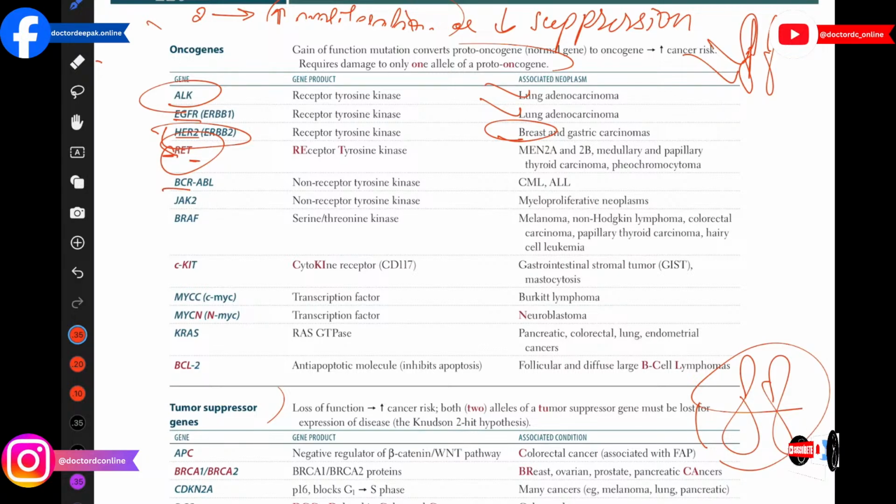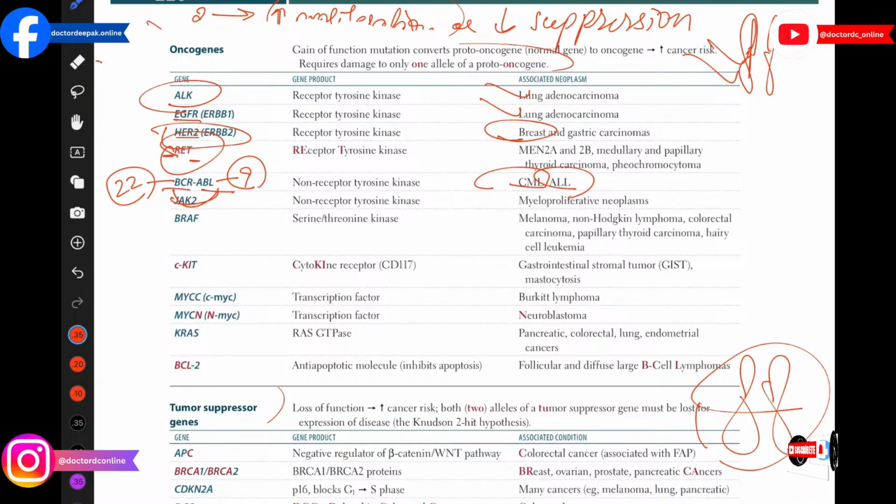And BCR-ABL: BCR is the breakpoint cluster region that interacts with ABL, the Abelson murine leukemia viral oncogene homolog 1. The BCR and ABL make an interaction, and if you know, BCR is on chromosome number 22 and ABL is on chromosome number 9. The interaction of both genes causes CML and ALL, okay?